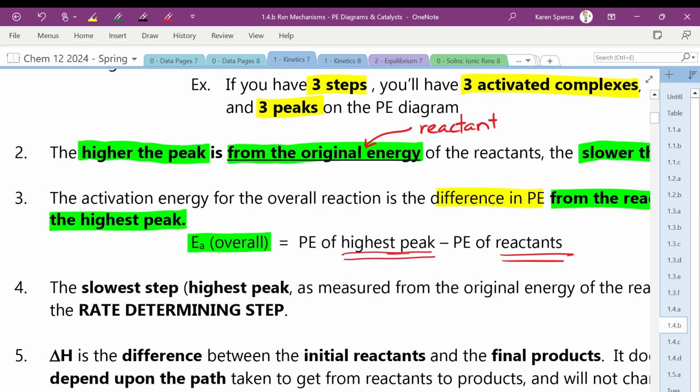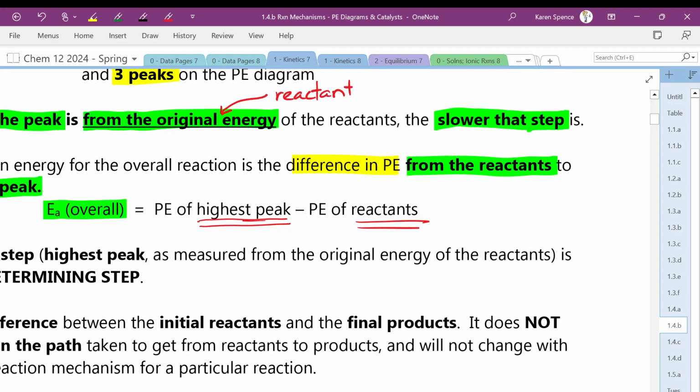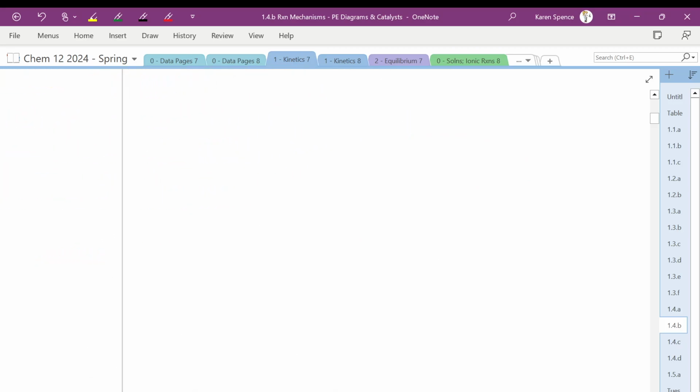The slowest step is called the, tell your partner, what do we call the slowest step? Yes. Why is the highest peak the slowest? Let's just look at a single step reaction.